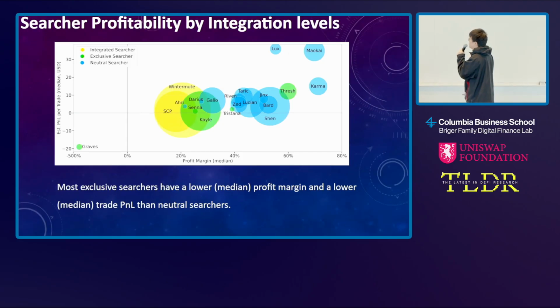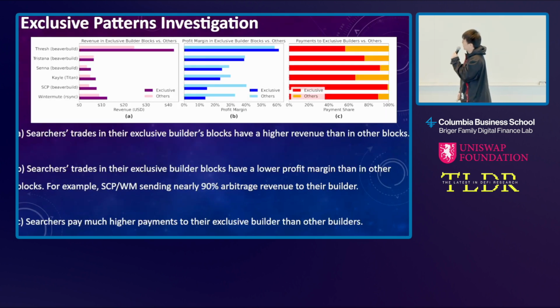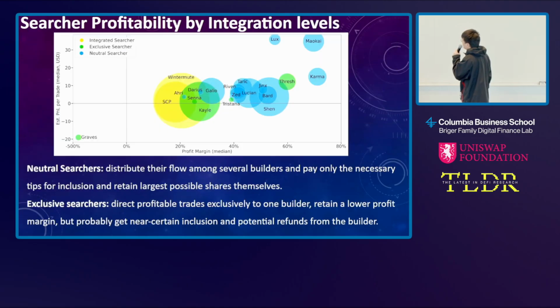And if we look into the dynamics between exclusive patterns, what we see is that the leftmost panel shows that these searchers trading in their exclusive builder blocks have a higher revenue than in other blocks. And from the middle panel, we show that searchers trading in their exclusive builder's block have a lower profit margin than in other blocks. For example, SCP Wintermute send nearly 90% of their arbitrage revenue to their exclusive builder. And as a result, searchers pay much higher payments to their exclusive builder than to other builders.